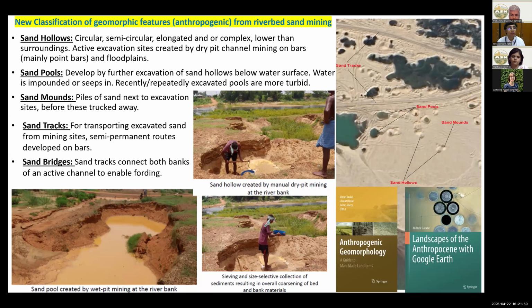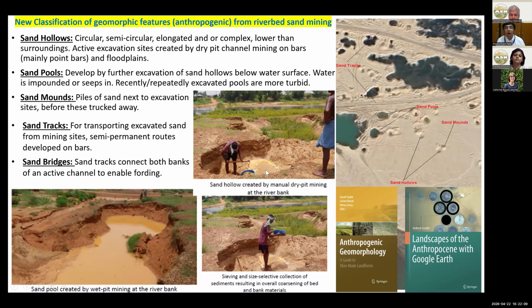Sand mounds is where sand is being piled up. Sand tracks are the temporary roads that are being created on the bar surface to access these mining sites by trucks to take away the sand. And sand bridges are the temporary fords, made by piling up sand, that are created across the rivers to access different bars for mining purposes.